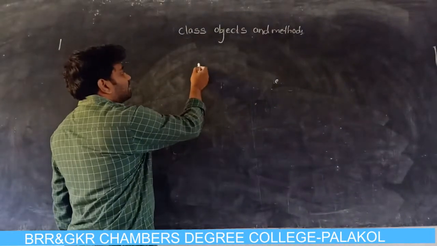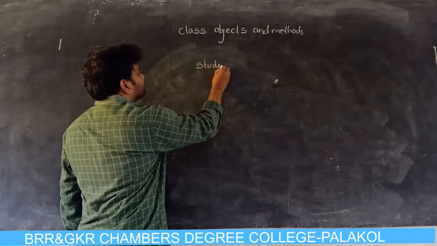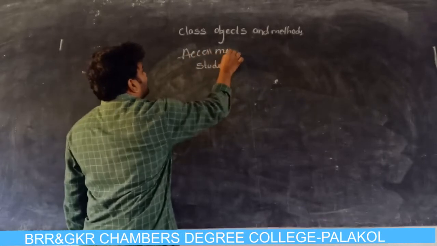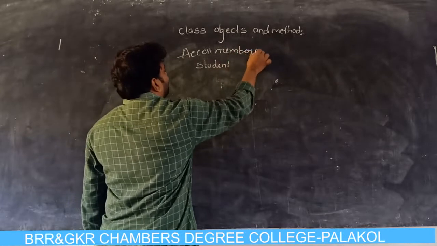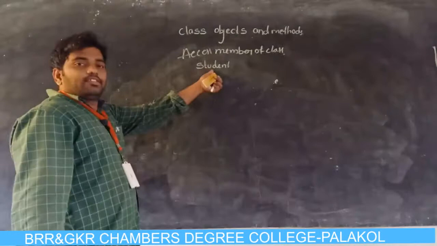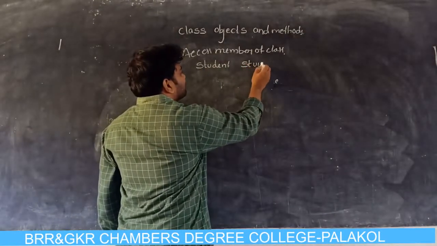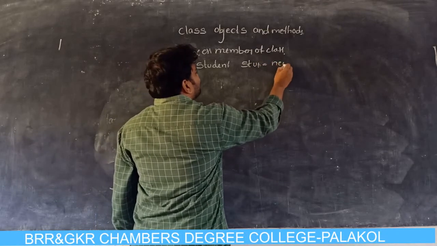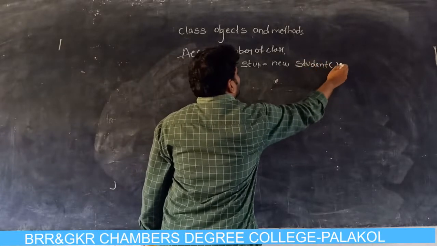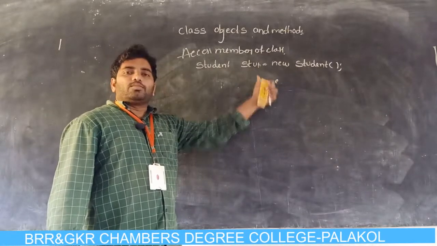Suppose I declare one object, student. Let's start accessing members of a class. Student is the class, object stu1 is equal to new Student(); open parenthesis and closing parenthesis, semicolon. This creates one object.